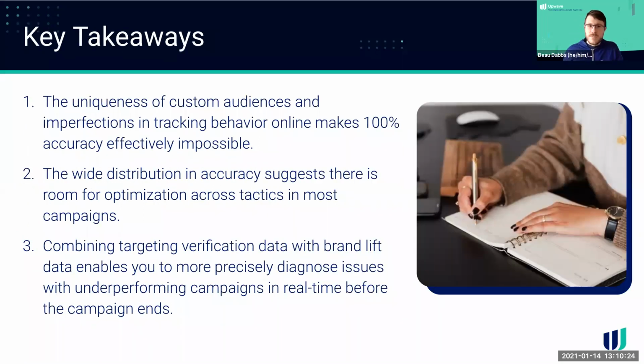I think the main takeaway from the analyses we've examined today is that custom audiences are never perfect because imperfections in our ability to track behavior online makes 100% accuracy impossible. However, the wide distribution in accuracy across audiences and tactics suggests there's lots of room for optimization in most campaigns. At Upwave, we're building software that allows brands and advertisers to monitor and optimize campaign performance in real time. Combining targeting verification data with brand lift data enables you to more precisely diagnose issues with underperforming campaigns and take action in real time before the campaign ends.